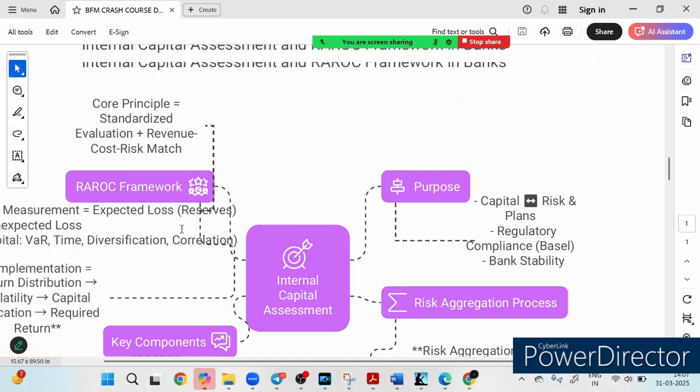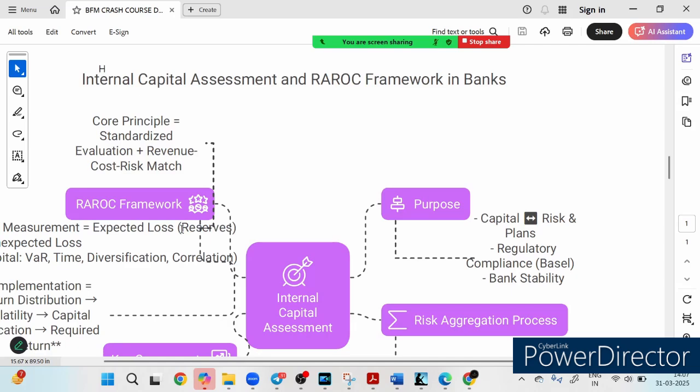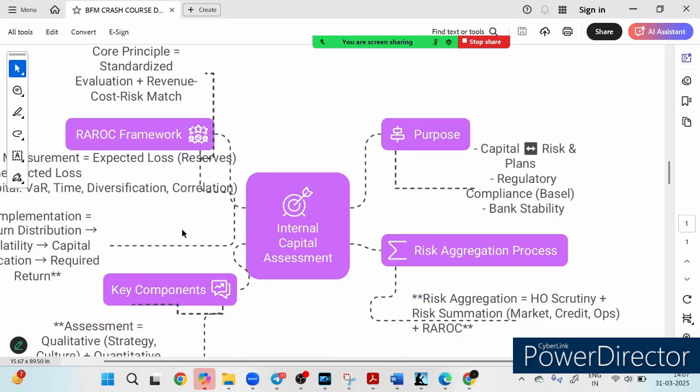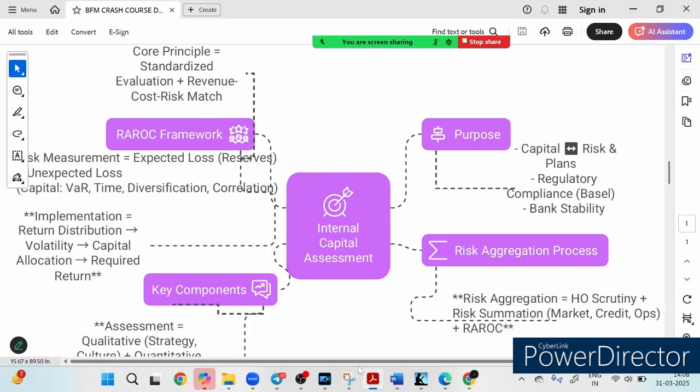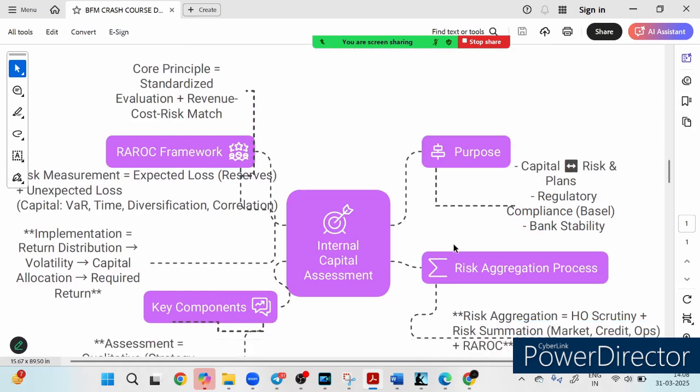Now friends, let's switch our focus to internal capital assessment and the RAROC framework. In today's banking landscape, managing capital efficiently is no longer a choice, it is a necessity. Banks need to strike the perfect balance between risk and return to ensure stability and compliance. That is where internal capital assessment comes into the picture, and the RAROC framework also comes into the picture.